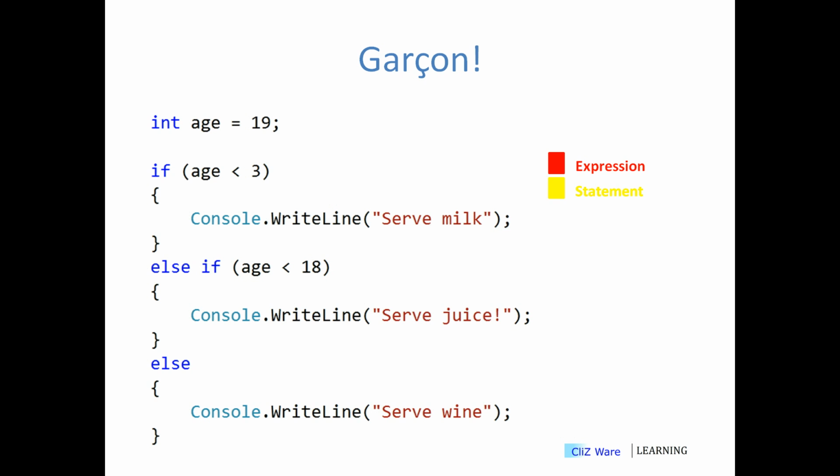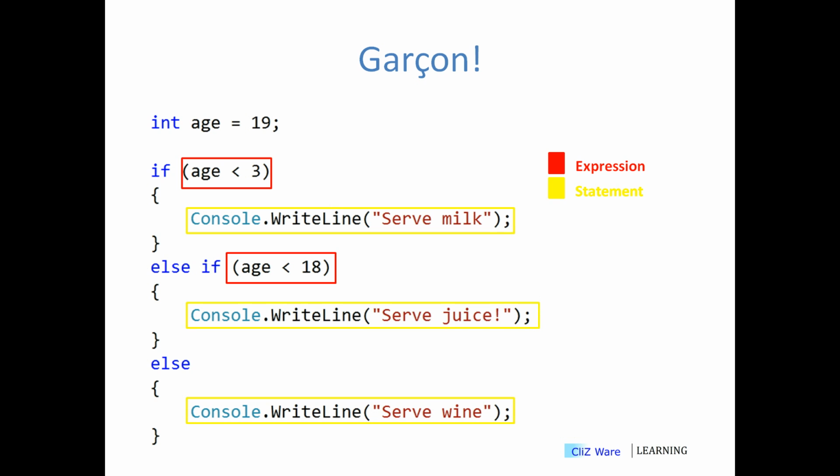Okay, done? Then let's look at the answer. Obviously, the first expression is age less than 3. That's the first expression, because it compares and it will return a value. Either it's true or it's false. Yellow is a statement. It says something, and as you can see, it ends with a semicolon. So that's one of the signs that it is a statement. Later on, we have an expression, and because it returns either true or false, we have a statement, and we have a statement again. And I forgot to add that this is actually a statement as well. Int age equals 19, that's a statement as well.